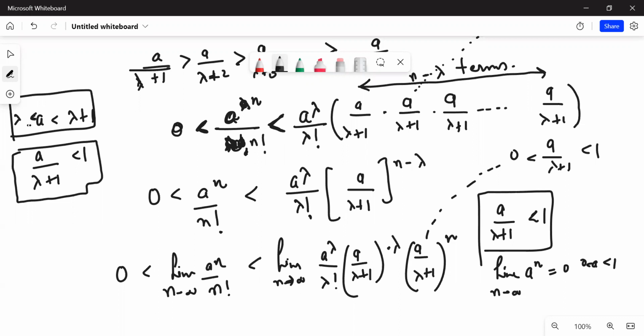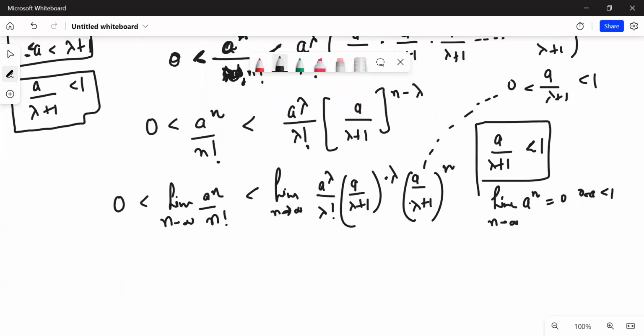Because I've written that a is any positive real number, so obviously it can be written in between two consecutive integers. Is that clear? So overall, in this limit, n tends to infinity would go to 0. See, a upon lambda plus 1 is less than 1 and raised to power n. And if n tends to infinity, where will it go? It will go to 0, isn't it? Is that clear? So from here also it is 0, from here also it's 0.